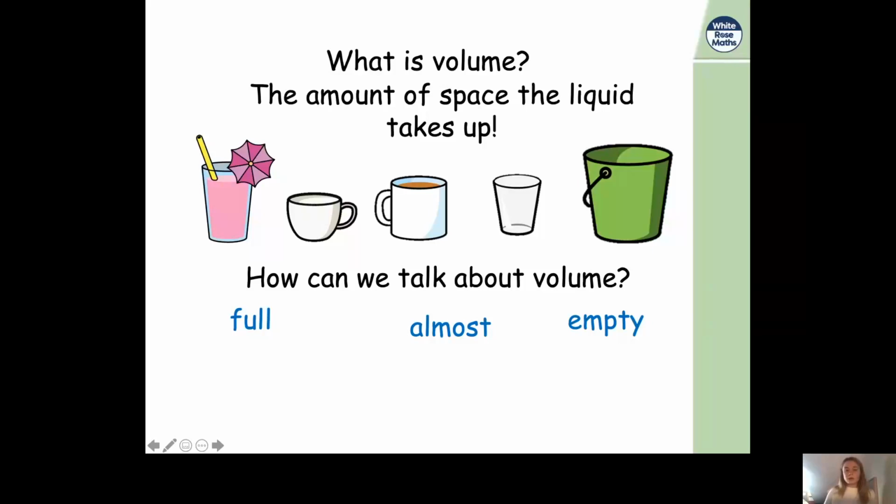We can also use the word nearly. So nearly and almost mean the same thing. So we can say something is almost full or nearly full, or we can say something is almost empty or nearly empty. Okay, so almost and nearly mean the same.